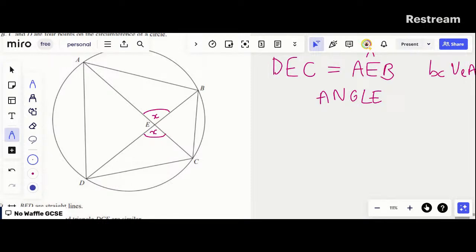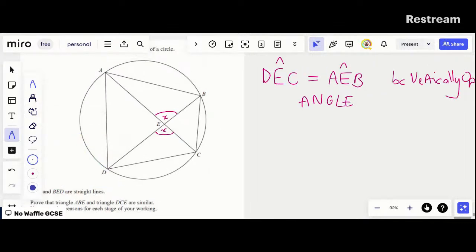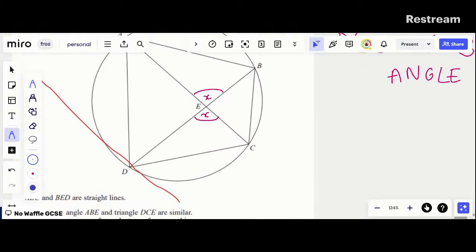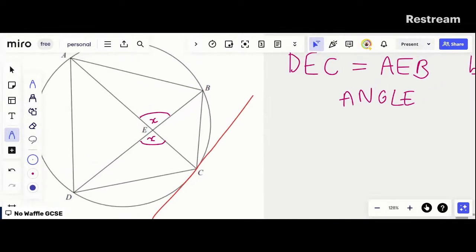Alternate angles are equal. Alternate segment theorem. Yes, you can do that. So if I was to draw a tangent at this point here, for example, we would then say that, or let's do it here, a more convenient point. We know that this angle would equal the other angle. I can't draw it on here, it's being a bit difficult.